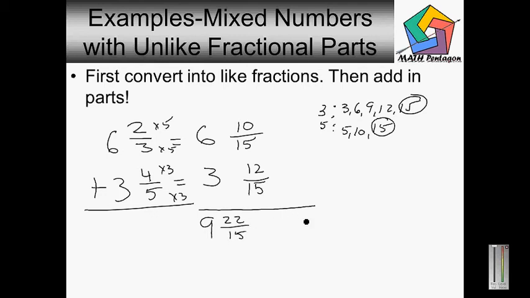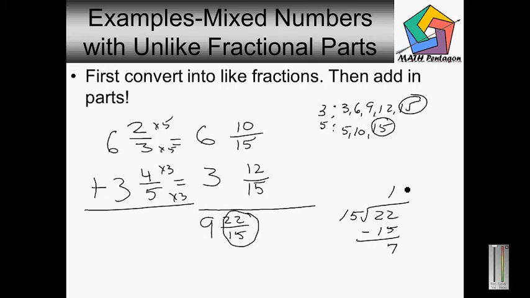22 over 15, that's an improper fraction. So we can't leave it like that. We've got to change it to a mixed number. So we have to divide 22 by 15. We've got to write it out like this. 15 goes into 22 1 time. So 15 times 1 is 15. 22 minus 15 is 7.